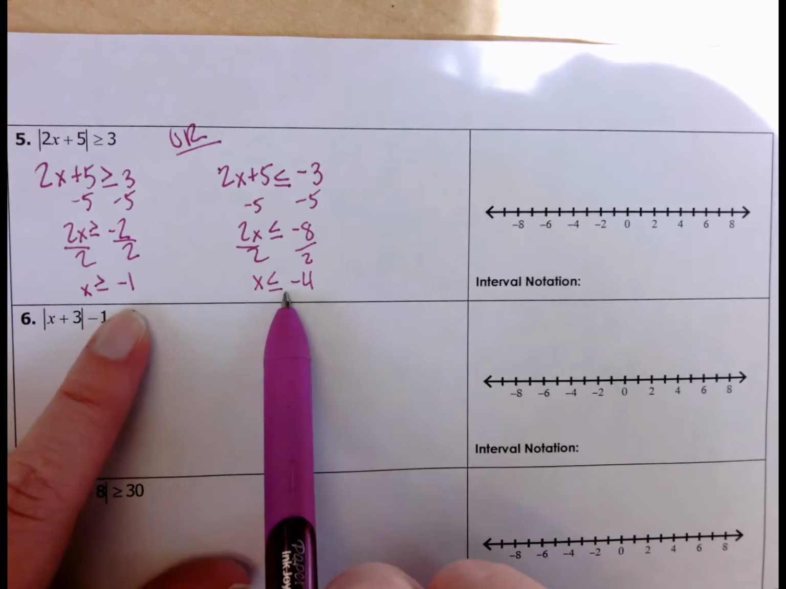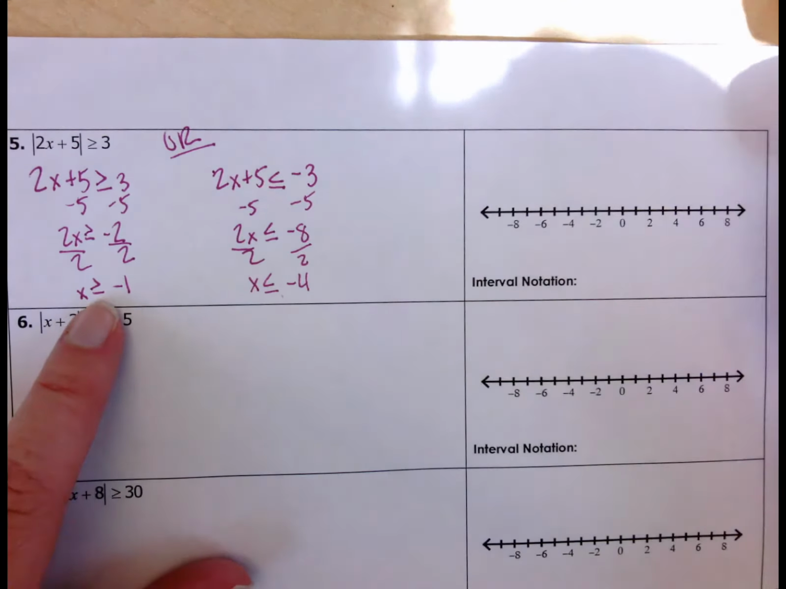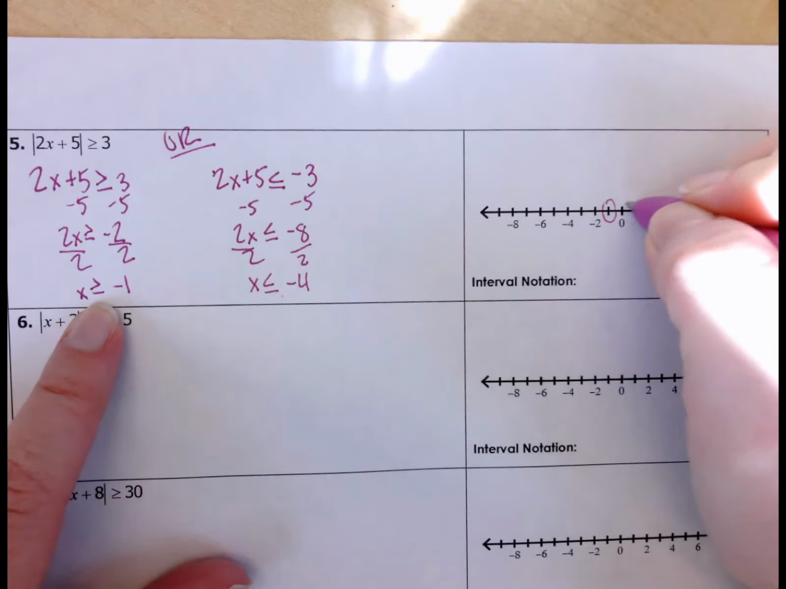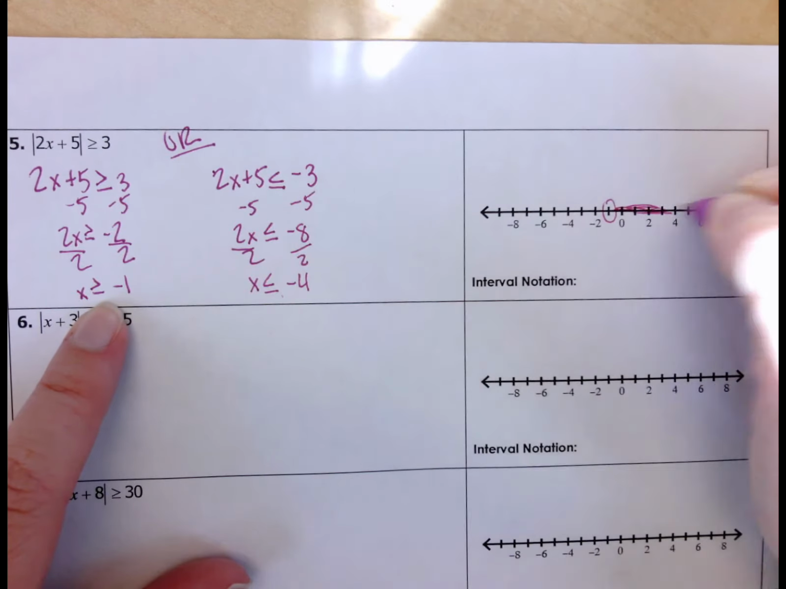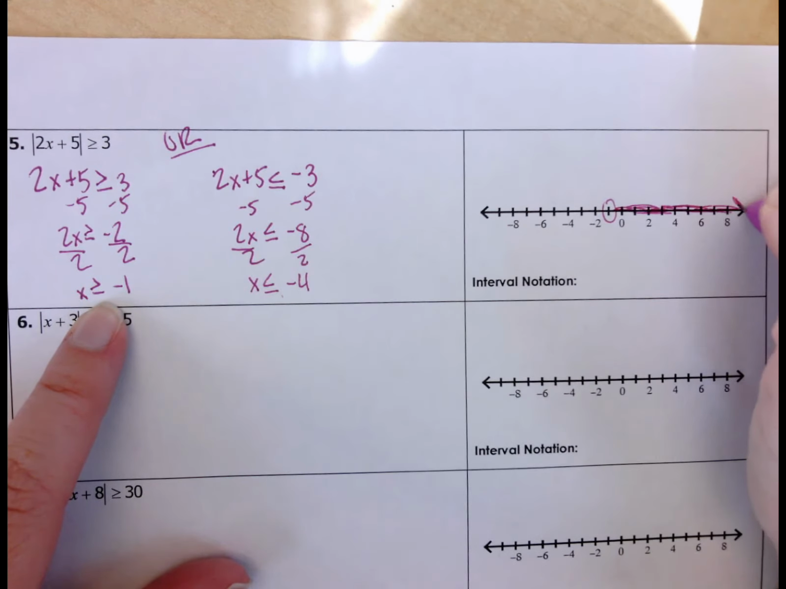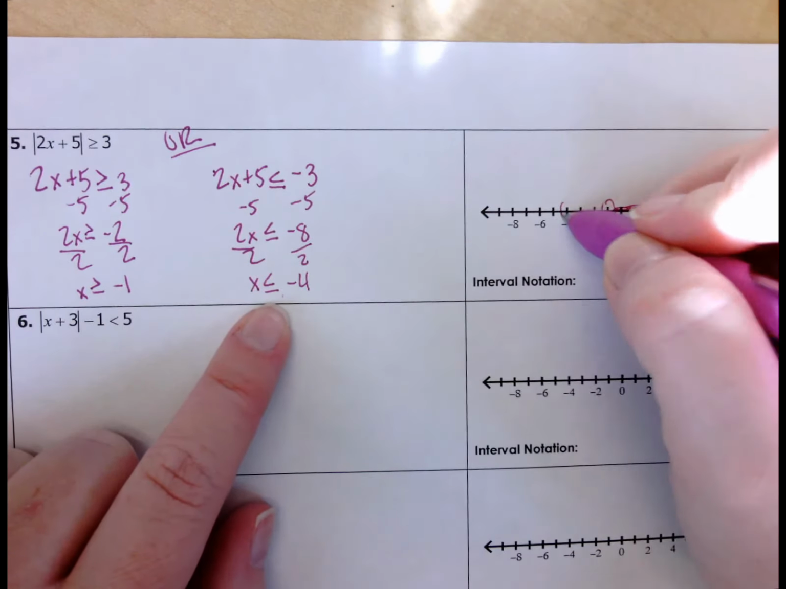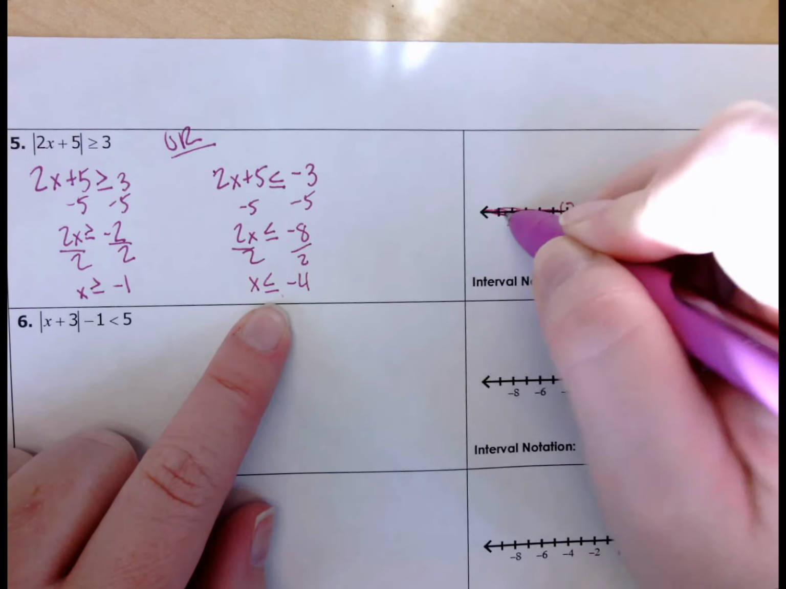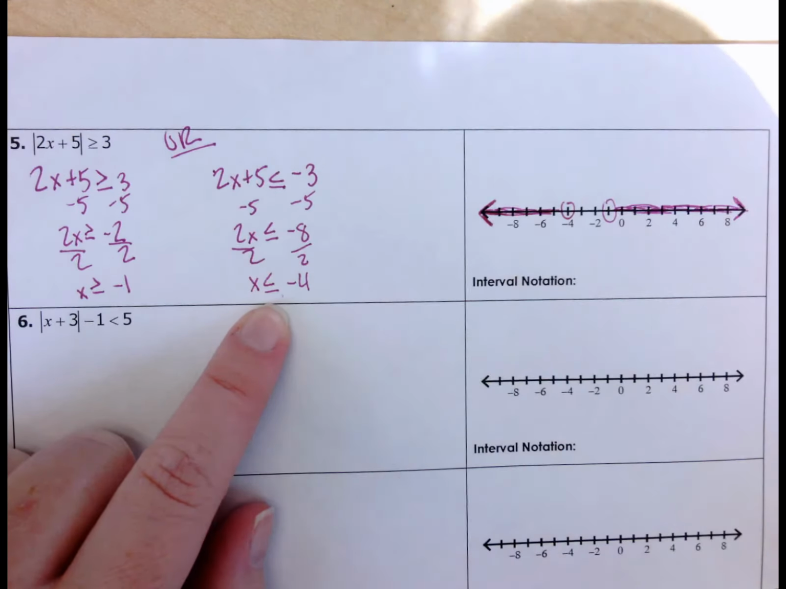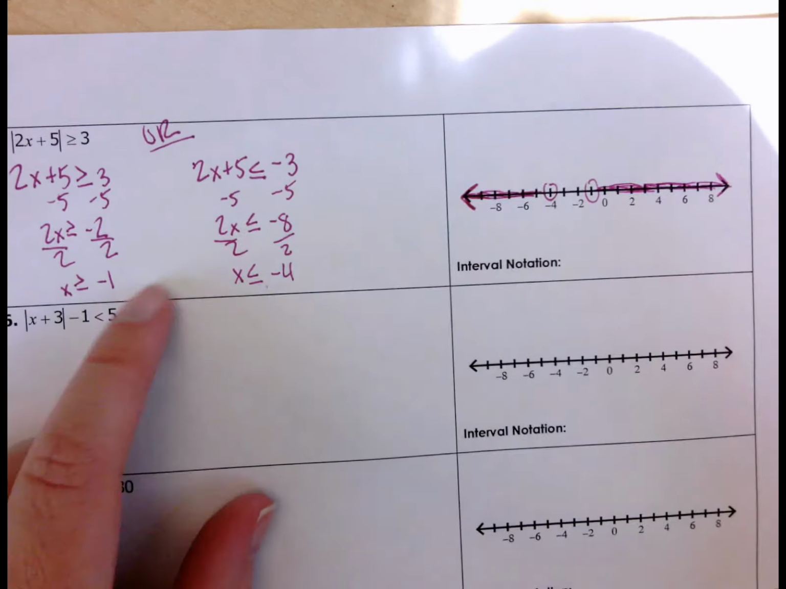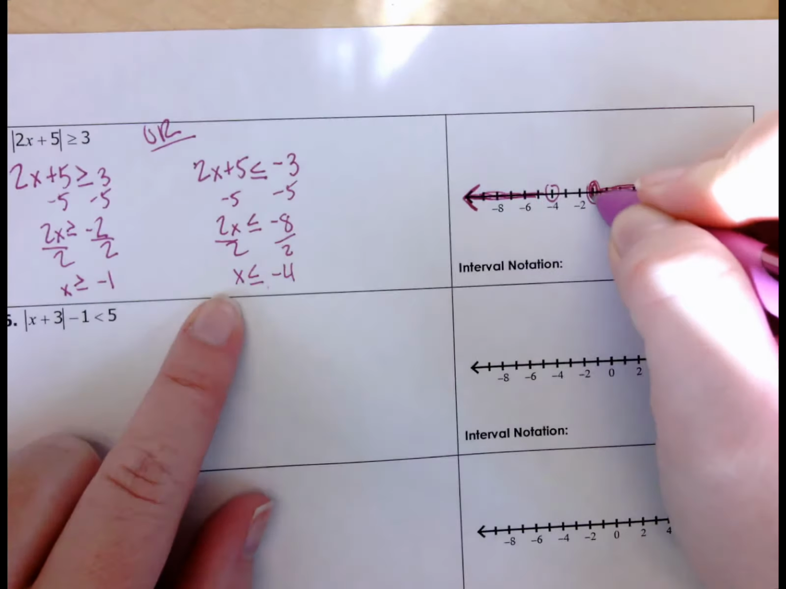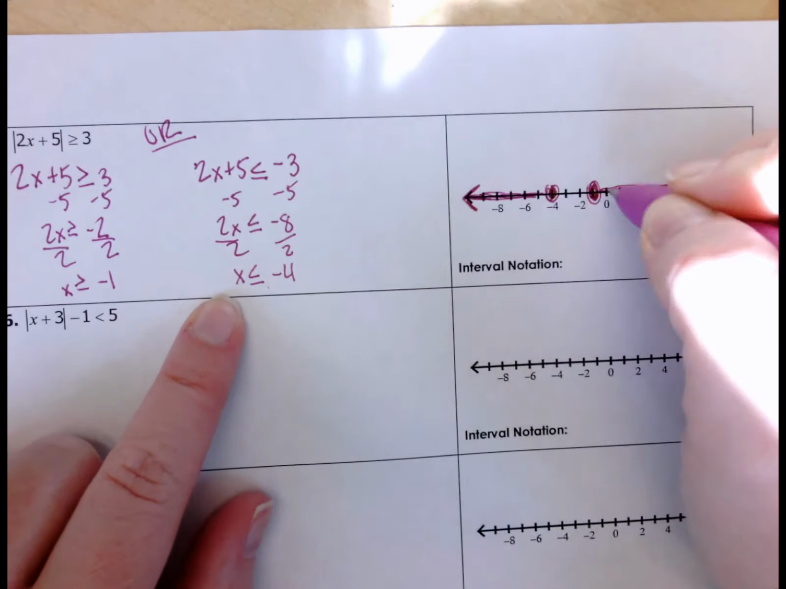Since it's or, we should be graphing away from each other, so we'll do that. At -1, we're graphing greater than, so we're going to go to the right. At -4, we're graphing less than, so we're going to the left. And then once we've graphed them, notice now they are equal, so I do need to color in those circles. I didn't do that the first time.